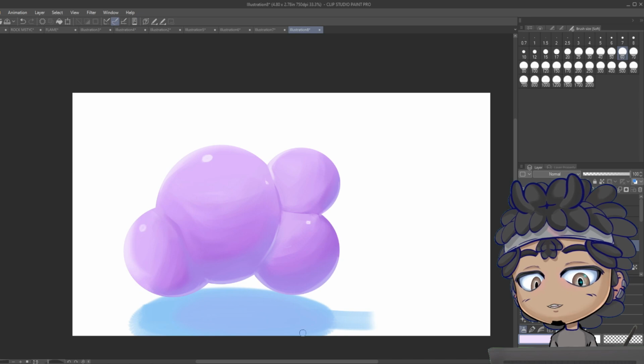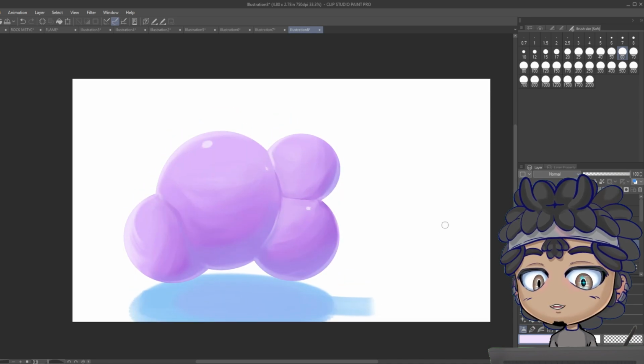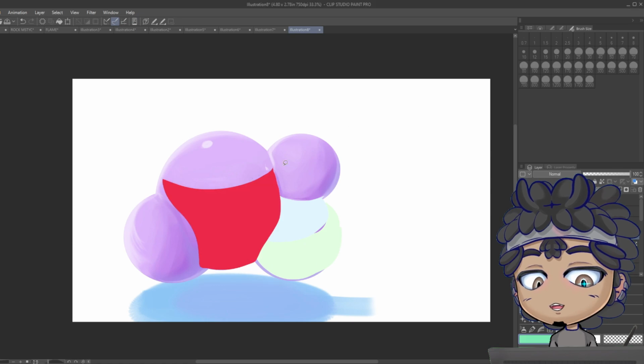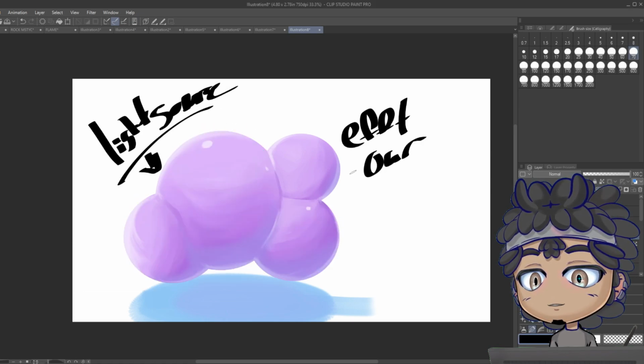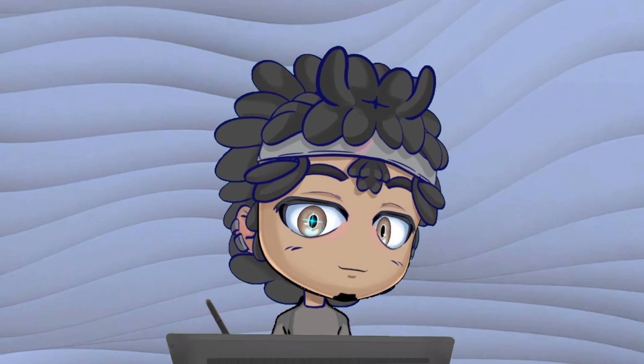I would say that the highlights are a little bit too close to the brightest area of the light, but it is what it is. And then I showed in the video that sectioning off pieces of this would give you the sense of the light source and the effect of the planes. So that's basically what planes are.